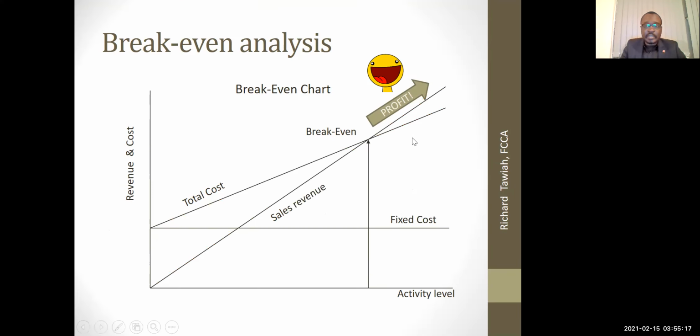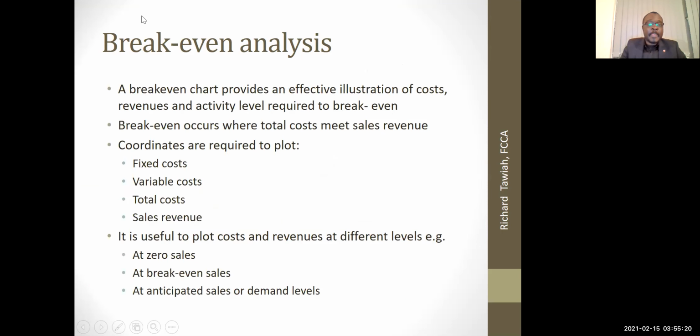Perfect. Let's continue building our case. The break-even chart tells us clearly the level of activities, revenues, and cost, and at which point we need to produce a number of units in order to make zero profit or zero loss. It occurs where total cost meets total revenue, as I explained on the graph. On it, we saw the plotting of fixed and variable costs, total costs, and the sales revenue. It is always useful for us to plot this on the graph if we understand how the cost behaves.